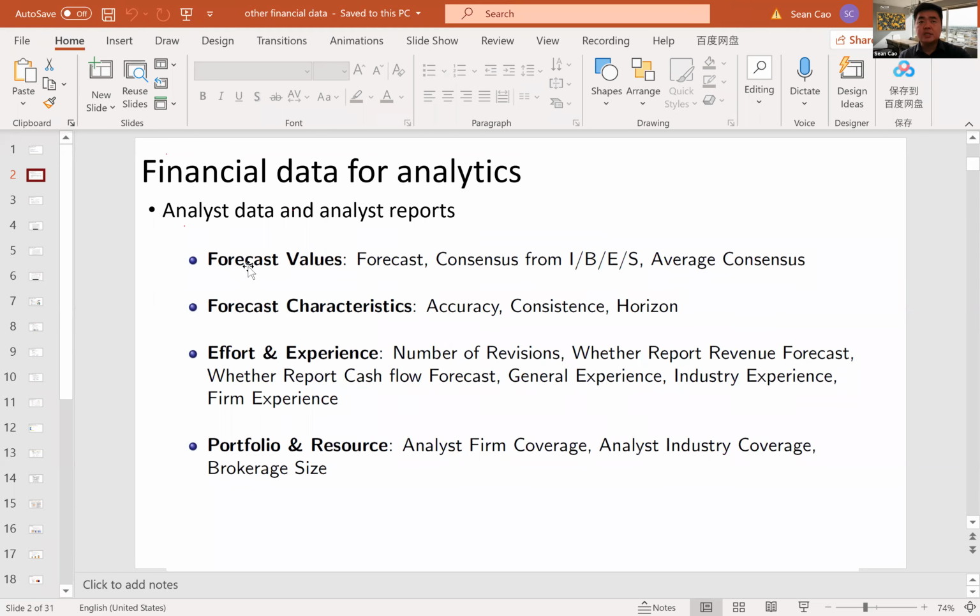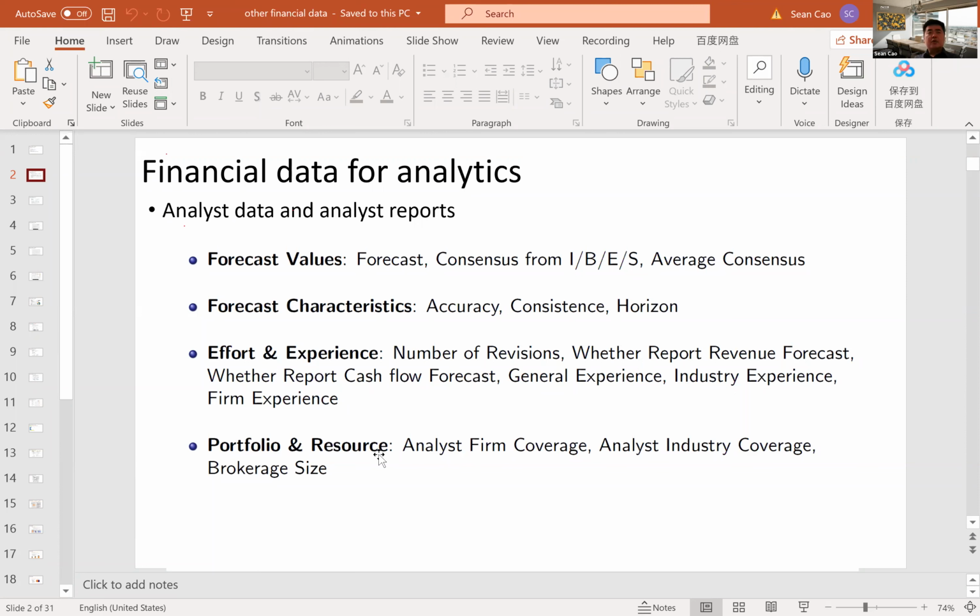So you can see these are all information about analysts. That's the data structure, right? We know their forecast. We know the consensus. We know the accuracy. We know how long they forecast. We know how frequently they revise. We know their experience.